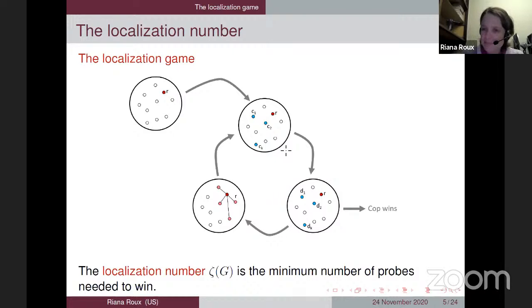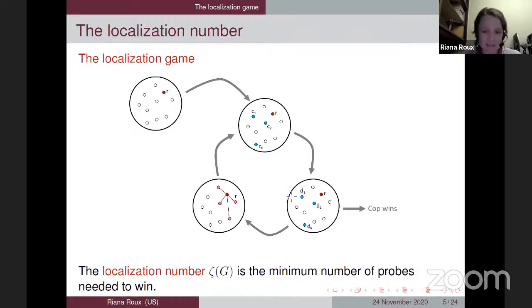Here's another difference to the game of cops and robbers. Because the cop is not physically on the graph, he can probe any vertex. It doesn't have to be in the neighborhood of the previous probes because he's sitting somewhere else. He's just asking for information. So he can probe any K vertices, again receives the distances, and it proceeds in this way.